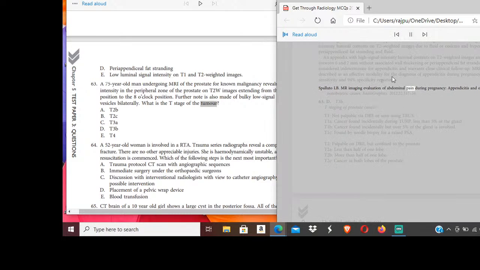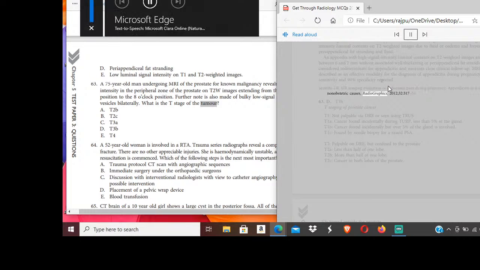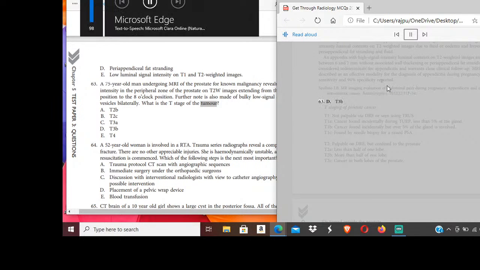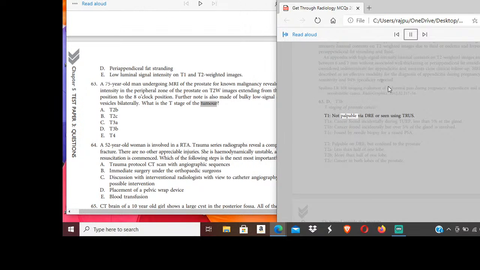Imaging evaluation of abdominal pain during pregnancy, appendicitis, and other non-obstetric causes. Radiographics. 2012, 32:317-34. 63. D. T3B. T staging of prostate cancer. T1, not palpable via DRE or seen using TRUS. T1A, cancer found incidentally during TURP, less than 5% of the gland. T1B, cancer found incidentally but over 5% of the gland is involved. T1C, found by needle biopsy for a raised PSA.